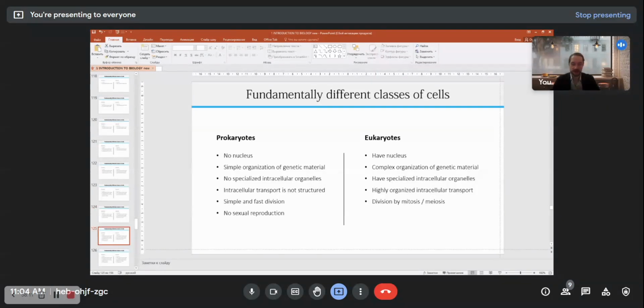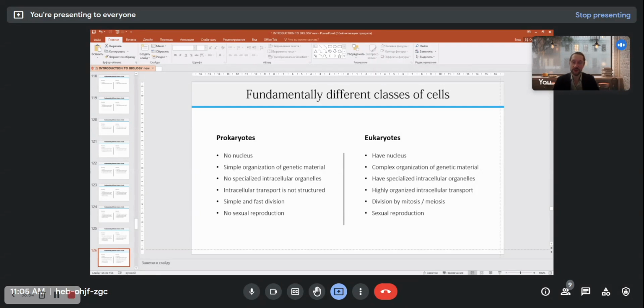And also prokaryotes do not have sexual reproduction, while eukaryotes have sexual reproduction. Well, actually, prokaryotes have something looking similar to sexual reproduction, but not true sexual reproduction. Because during true sexual reproduction, two cells fuse together in order to create a new cell. What prokaryotes are doing, they are able to fuse two cells together, but this fusion is temporary, it is not complete, and after this fusion, there will be no new cell created.